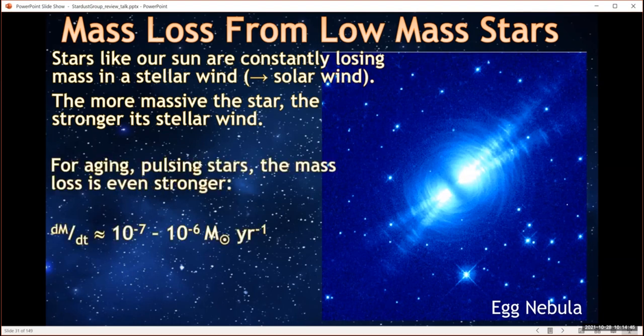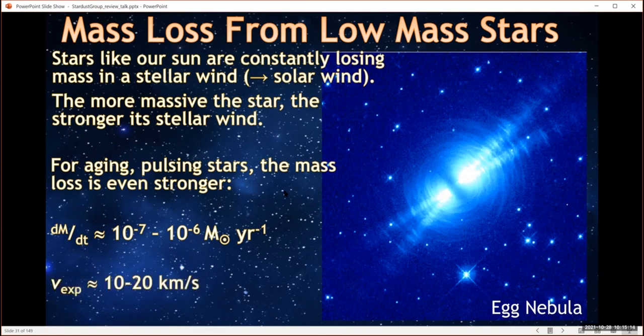Now, if we have these aging stars, so a star like the sun as it dies, it starts to lose mass much more strongly. Basically, there is the pulsation, and the pulsation is driving the mass loss. It can be anywhere from about 10 to the minus 8 to about 10 to the minus 5 solar masses per year, but more typically around a millionth of a solar mass per year.